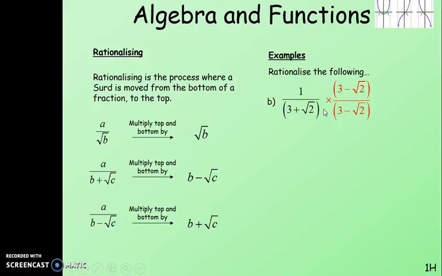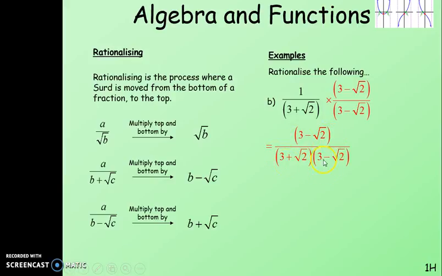I keep saying this conjugate pair thing. It's actually just the same bracket with the opposite sign. So let's multiply this out slowly. I'm going to bring up the working here. So 1 times the top, 1 times 3 minus root 2, is just going to be 3 minus root 2.